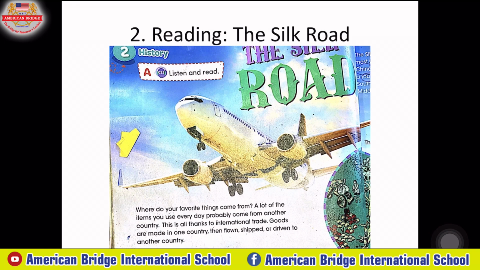Okay, so here everyone, we are in our reading 2, reading the Silk Road. Okay, you know silk? Yeah, silk is a kind of material that can make clothes for us, like the jacket or the jumper or the shirt, right? Because some of them are made from silk. Okay, so we're going to talk about what the Silk Road actually is.